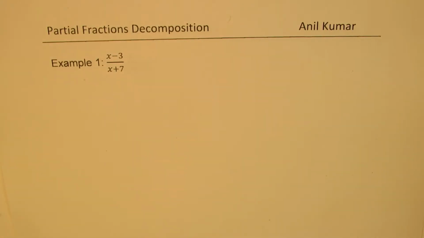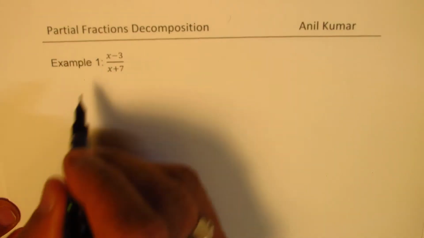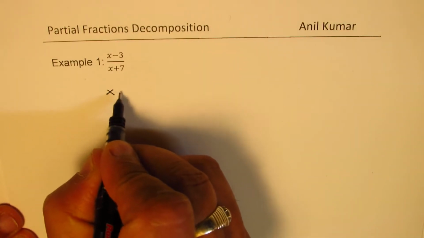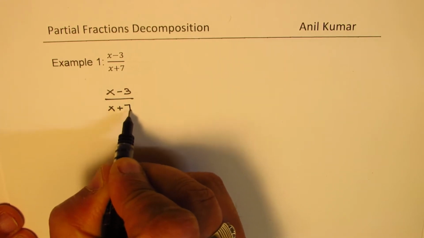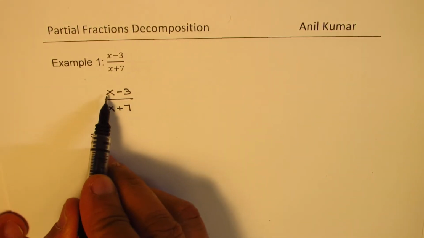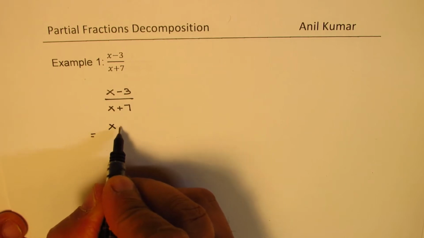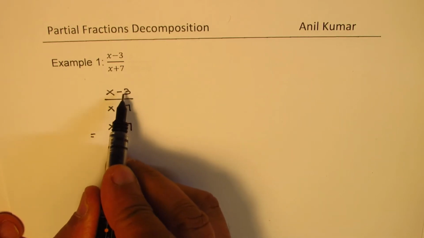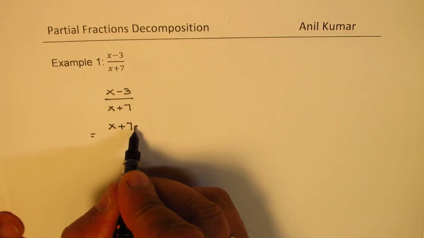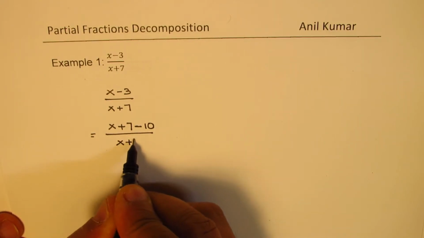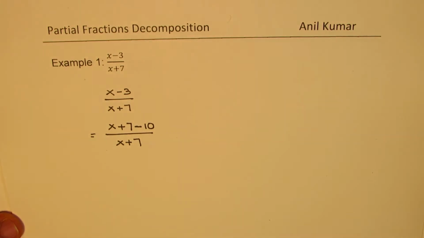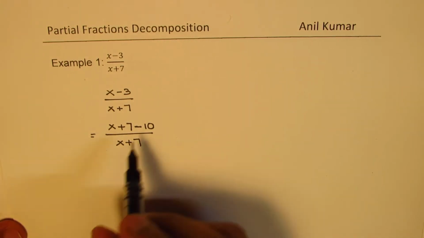The very first example is a ratio of two linear factors. So we have x minus 3 over x plus 7, right? Now we could write the numerator as x plus 7. Now we need minus 3. So we could do minus 10 over x plus 7. Now, this is a very neat technique to decompose fast.